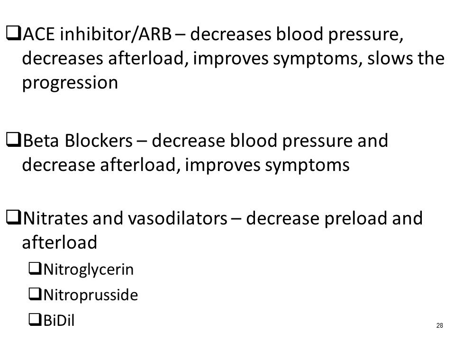ACE inhibitors and ARBs interfere with the renin-angiotensin-aldosterone system. They decrease blood pressure and they slow the progression of the disease. Some of the beta blockers decrease blood pressure and decrease afterload. They also will control some dysrhythmias.